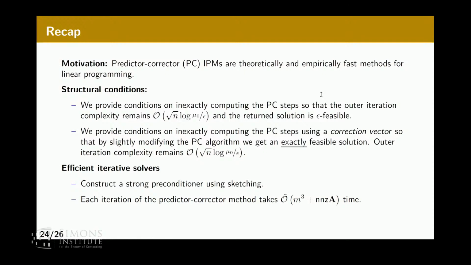We provide a way to correct for the error that you incur, and in correcting for this error, you end up with an exactly feasible solution, again, without losing anything in terms of iteration complexity, and you are able to sort of eliminate, to a certain extent, n, the number of variables, from the running time complexity.